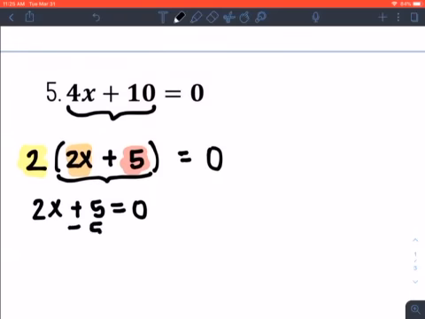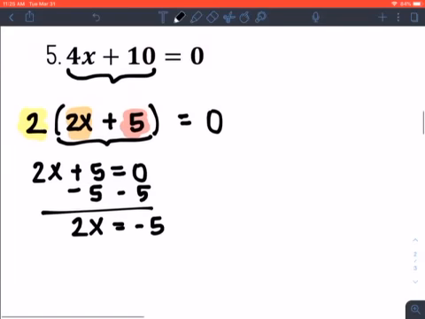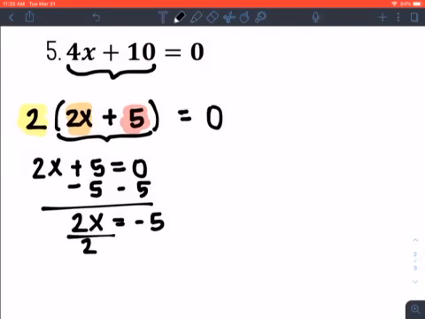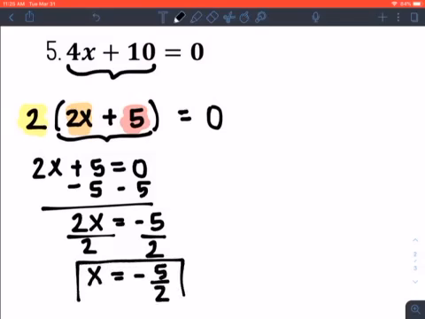I'm going to subtract 5. 2x is equal to -5. Divide both sides by 2, and I get x is equal to -5 over 2. Here I'm only getting one answer, so my only 0 is at -5 over 2.